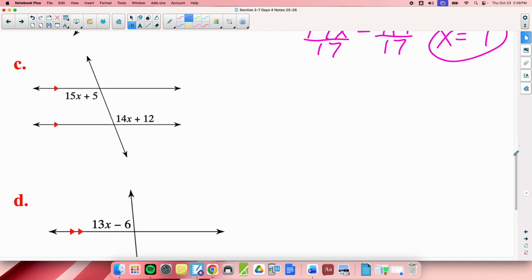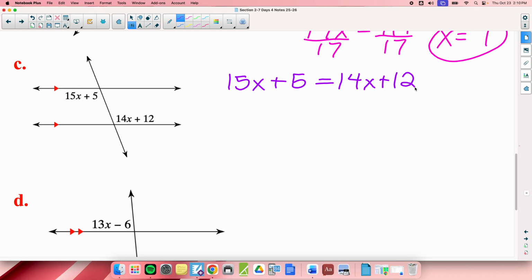Now, what kind is this? What kind are they? Alternate interior. And what do we know about those two? They're equal. So I can go 15x plus 5 equals 14x plus 12.